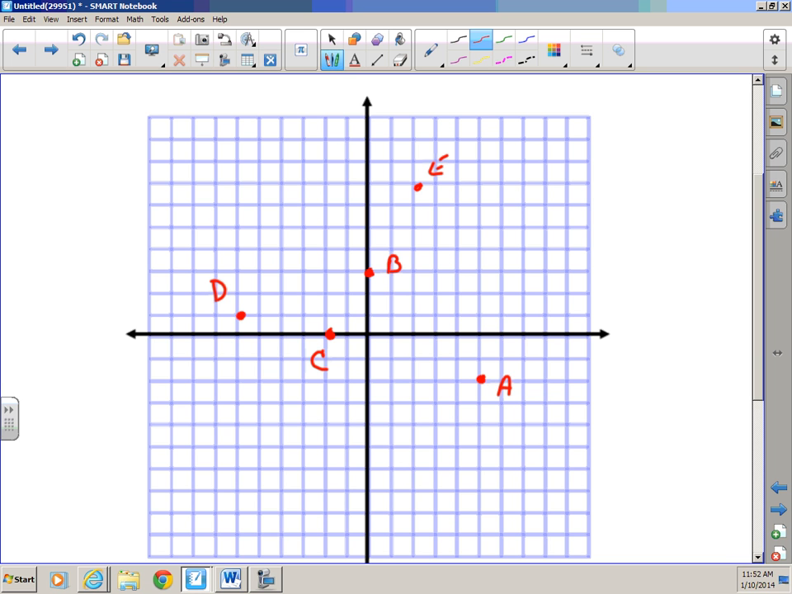Oh, I'm sorry, D is a negative 1. Apologize for that. I was looking at this. I didn't see the minus sign. 4, 5, 6, and down. There we go. And there's D.